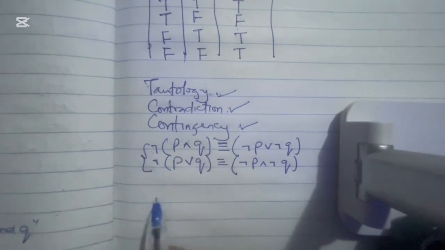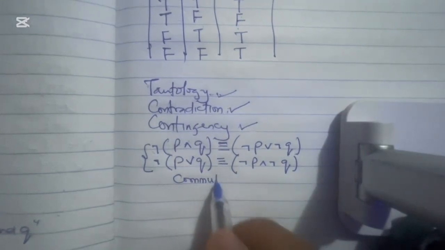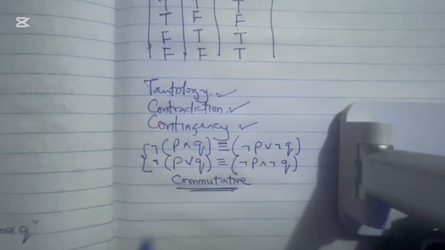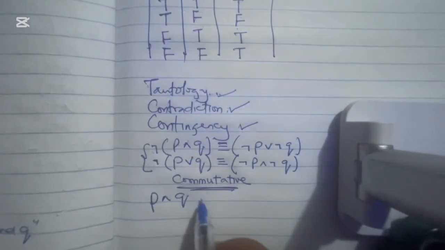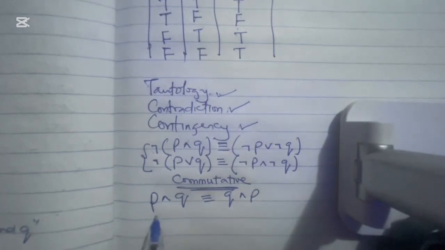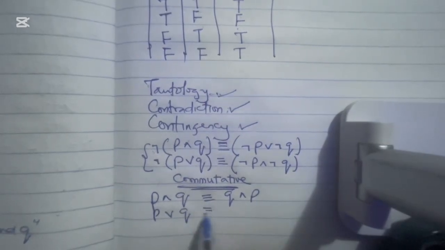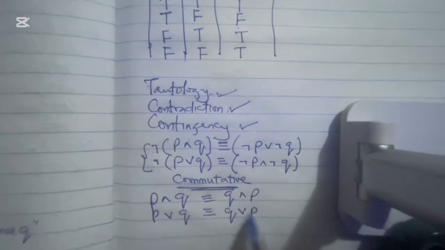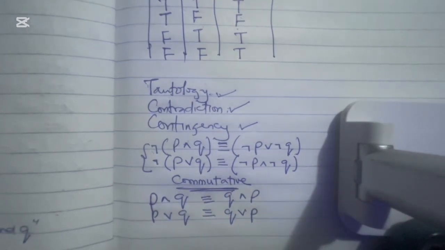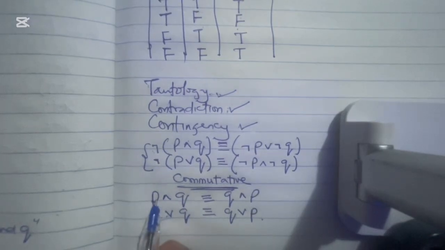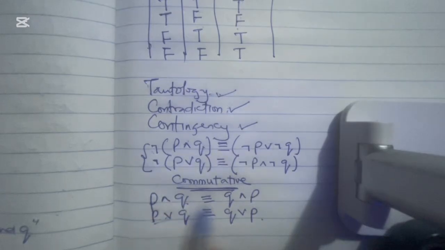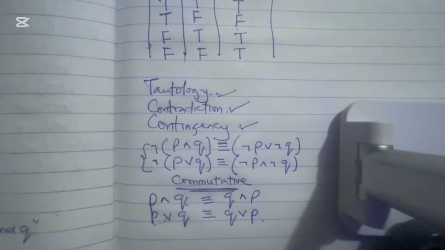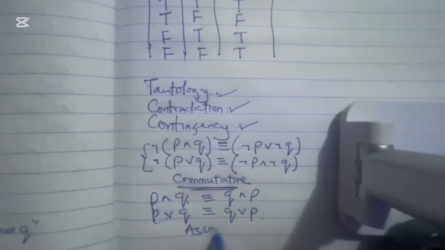Then we have the commutative laws. Commutative is spelled like this. P and Q is Q and P, while P or Q, the inverted, is Q or P. Remember what I told you about these signs: this one is for disjunction, P disjunct Q, and this is P conjunct Q. This is conjunction, while this is disjunction. Don't forget that.